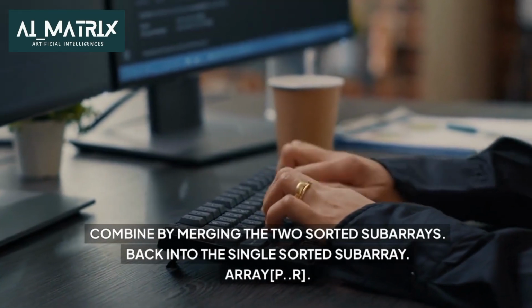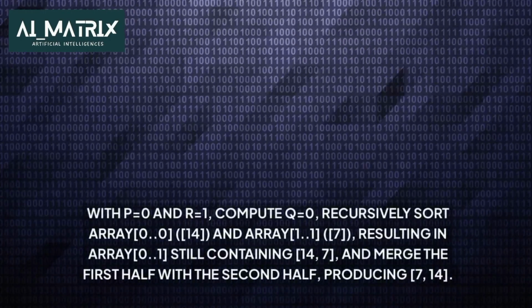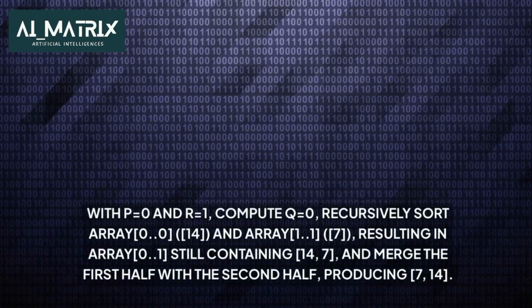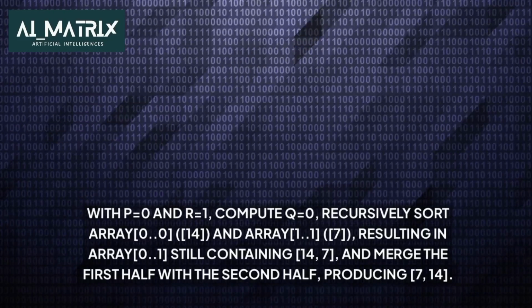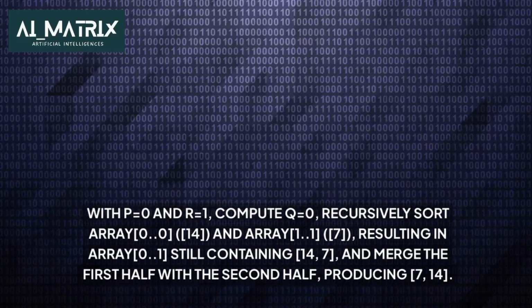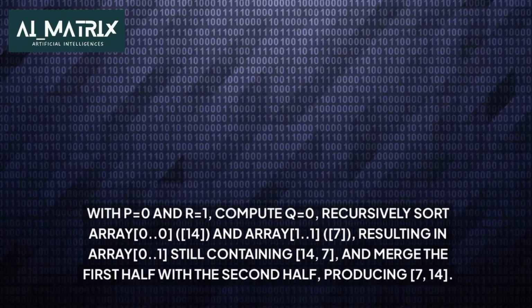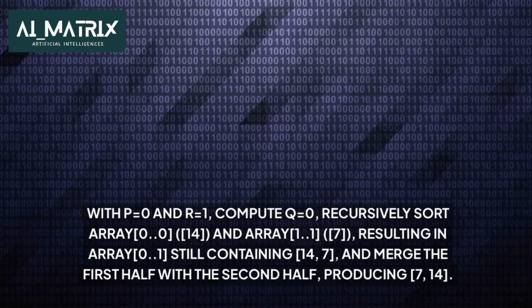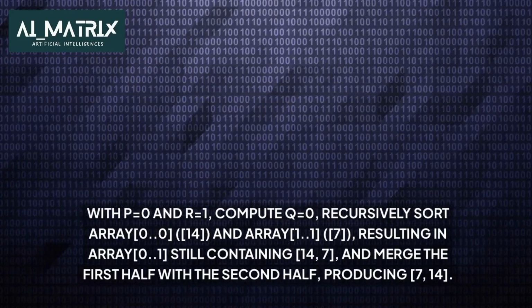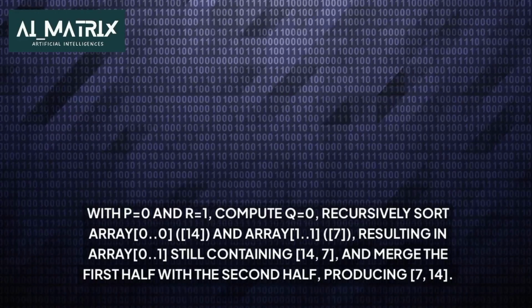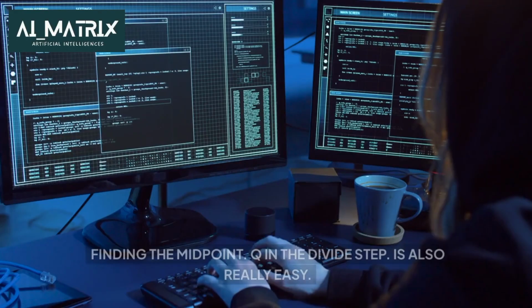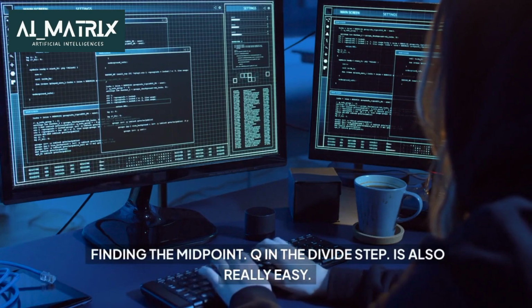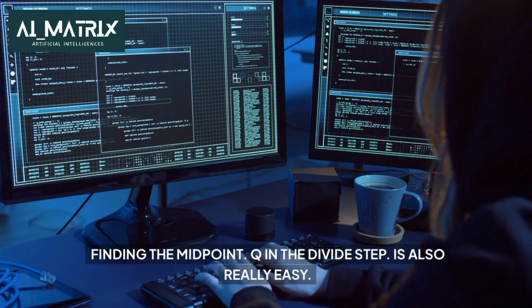Array[p..r]. With p equals 0 and r equals 1, compute q equals 0, recursively sort array[0..0], 14, and array[1..1], 7, resulting in array[0..1] still containing 14 and 7, and merge the first half with the second half, producing 7, 14. Finding the midpoint q in the divide step is also really easy.